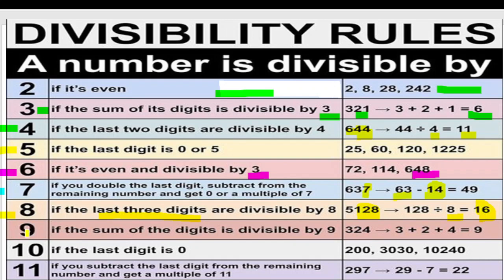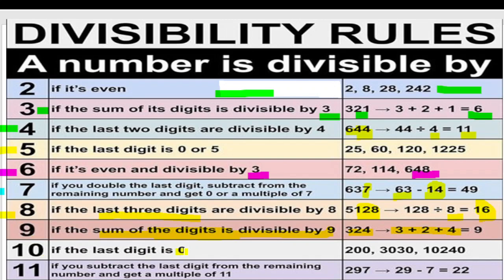A number is divisible by 9 if the sum of the digits is divisible by 9. It's the same as 3. So like 3, for example 324, so we will add 3 plus 2 plus 4, so it is 9. So this number 324 will be easily divisible by 9.